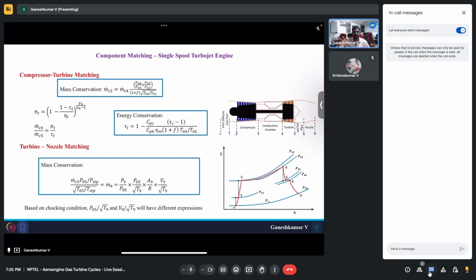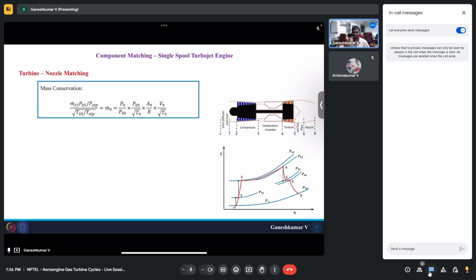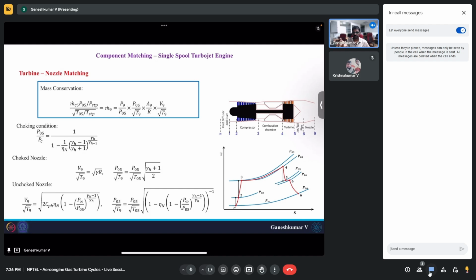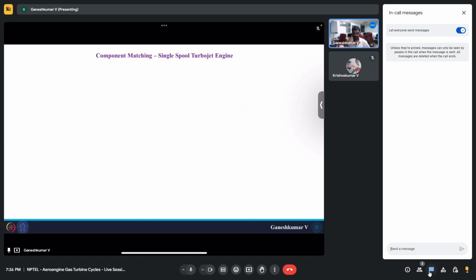And based on that, you will find whether the mass flow rate at the nozzle is equal to the mass flow rate entering the nozzle. Okay. Now, the choking condition we all know. And for the choked nozzle, this is how the relation looks, and for the unchoked nozzle also, this is how the relation looks. I just wrote it in a different manner. Okay, let's see.